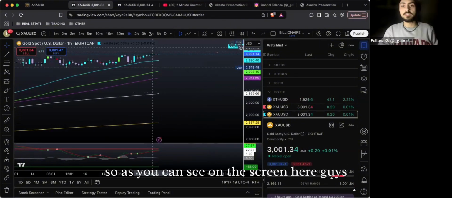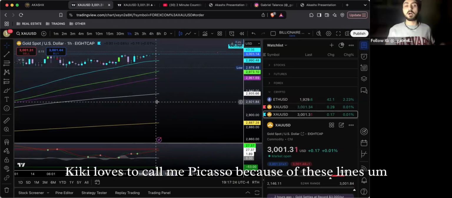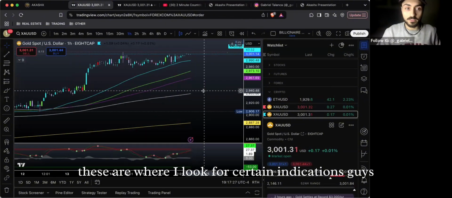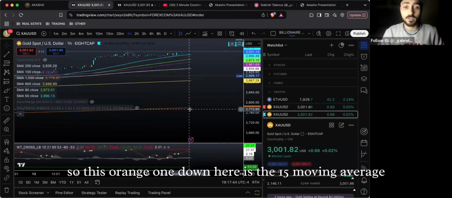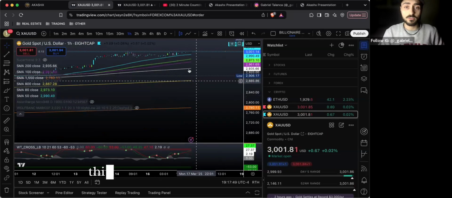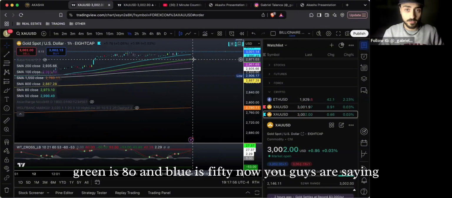So as you can see on the screen here, guys, there's a bunch of lines, right? Kiki loves to call me Picasso because of these lines. These are where I look for certain indications, guys. So this orange one down here is the 1500 moving average. This yellow one is the 800 moving average. This white one here is the 200. Purple is the 100. Green is 80.